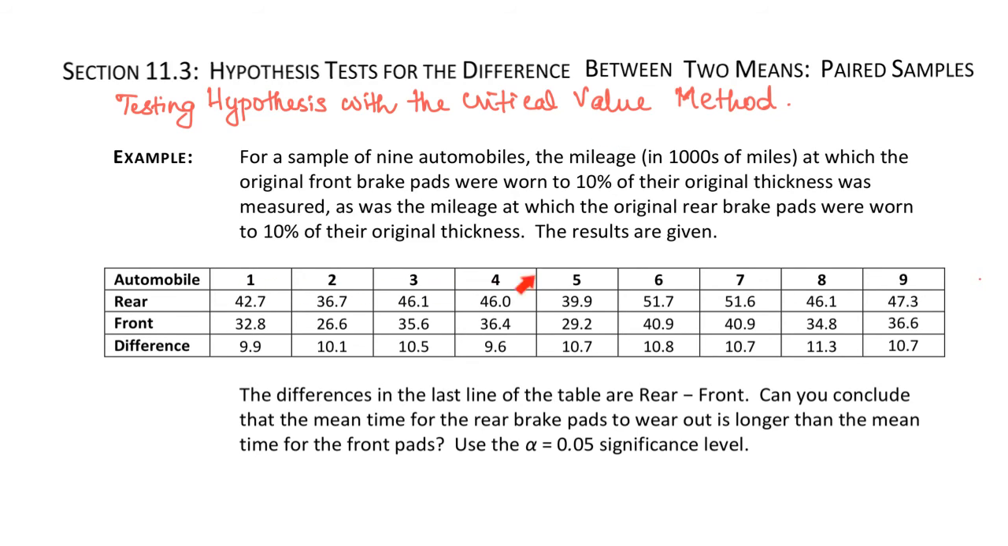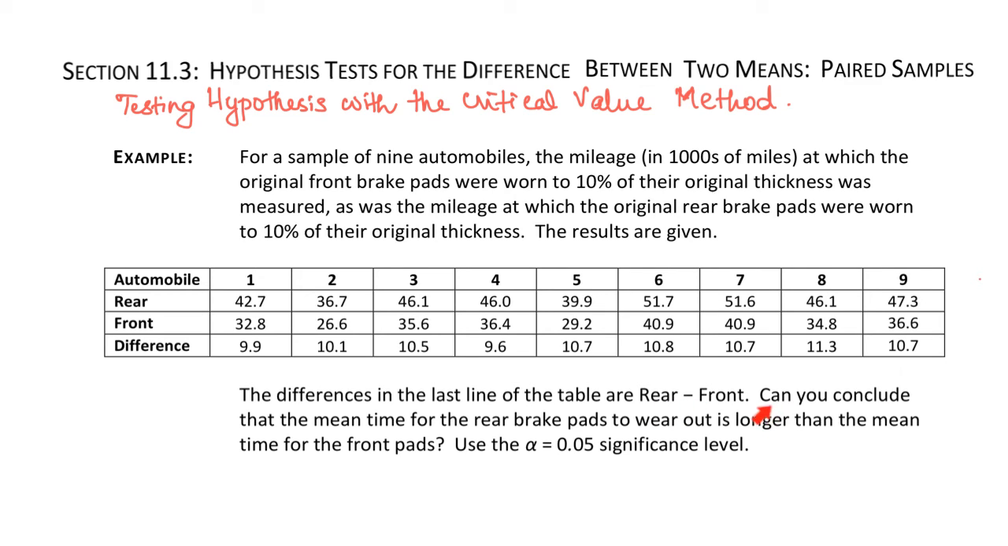This table represents the data of 9 automobiles. All these values below here represent the mileage in 1000s of miles. Rear means the rear brake pads were worn to 10% of their original thickness, and front means the front brake pads were worn to 10% of their original thickness, and they are measuring the mileage. The last row is the difference in mileage, rear minus front.